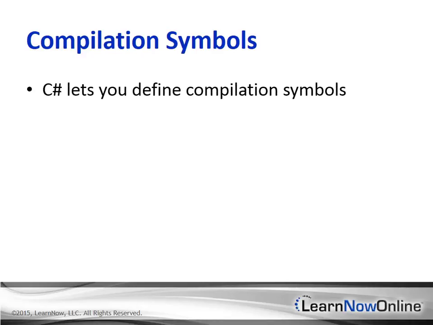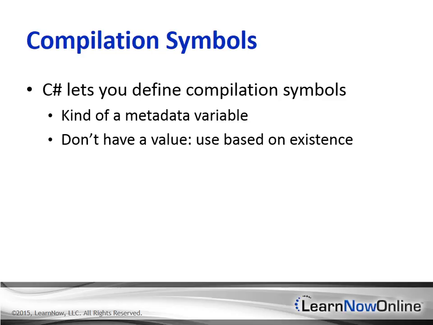C# includes a #define directive that lets you define compilation symbols. You can think of a compilation symbol as a kind of metadata variable that lets you compile code in different ways for different scenarios. Except that the compilation symbols don't have a value associated with them. You use them by virtue of whether they exist or not. In other words, whether they are defined or not.